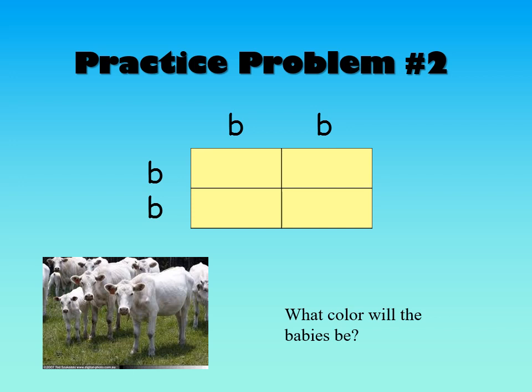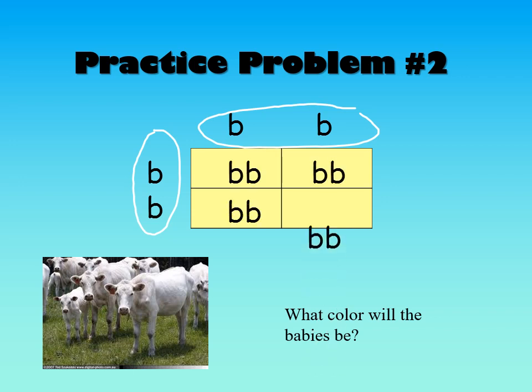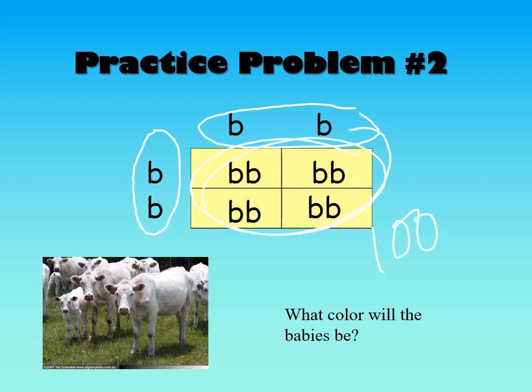Hopefully you figured out that both parents are homozygous or purebred for their white fur colors, and white's recessive. So that means they have 2 copies of the recessive gene, all lowercase letters. That means that 100% of their babies will all be white. 100%. They're not going to have any black cow babies in this family.